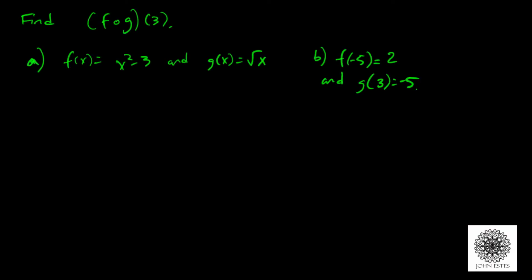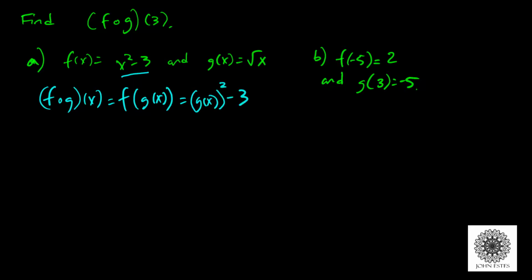So as an example of composition of functions, here we want to find f composed of g of 3. For part A, we have f of x equals x squared minus 3, and g of x equals the square root of x. So I want to find f composed of g of x. That means I take the f function, and as its input, I put g of x. So here, f of x is defined as x squared minus 3, that means every time I see an x, I replace that with g of x. So it's g of x squared minus 3. In this case, that's the square root of x squared minus 3.